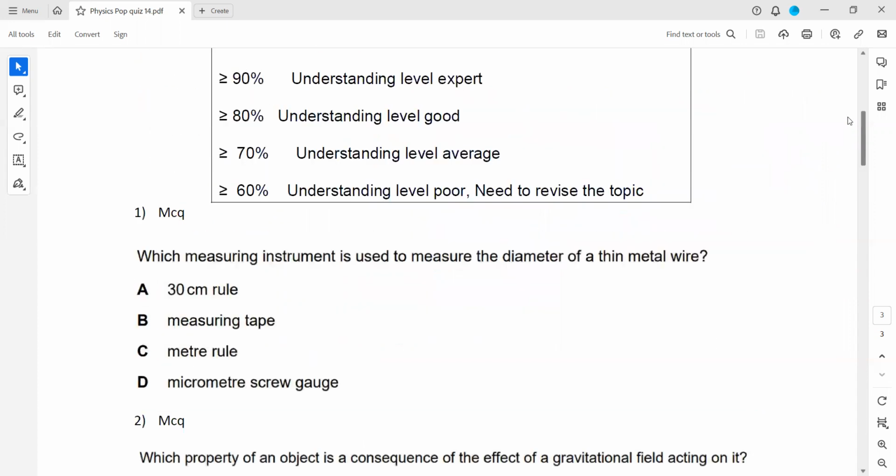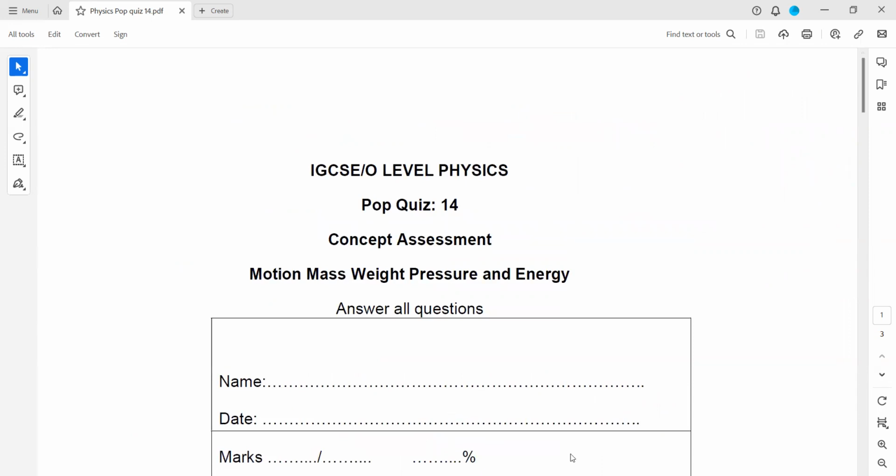So this was pop quiz 14, which was related to motion, mass, weight, pressure, and energy.